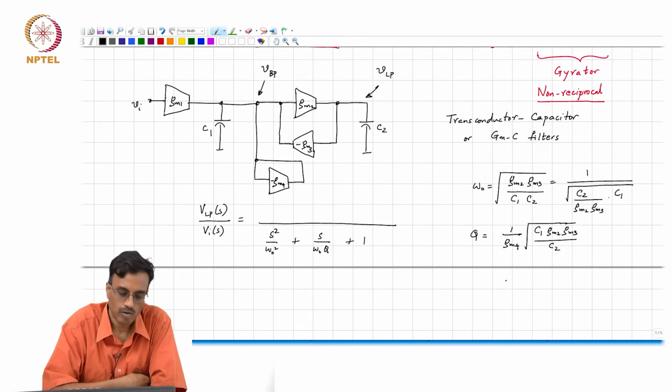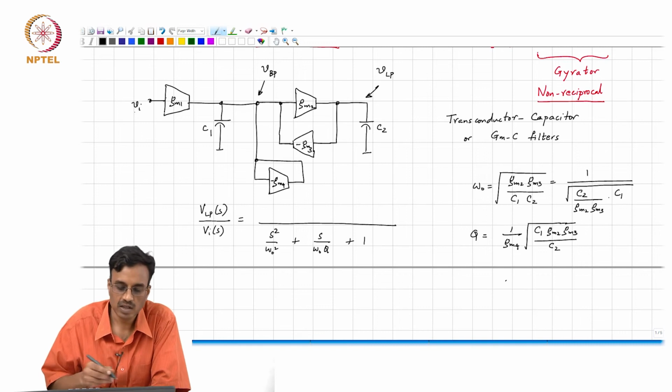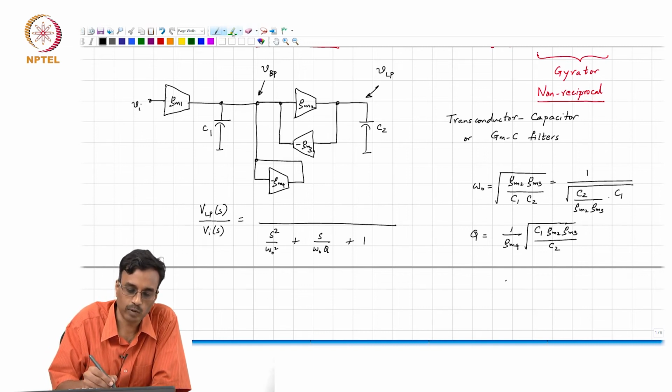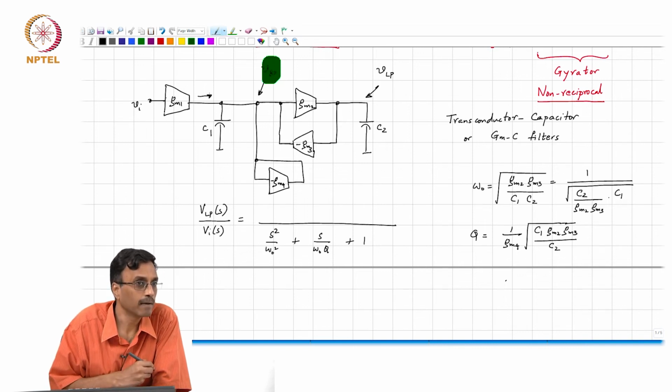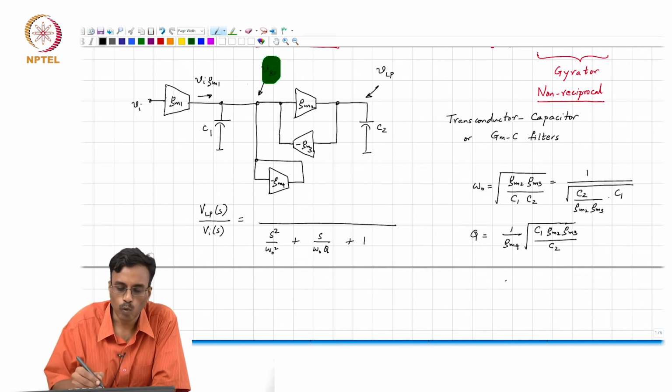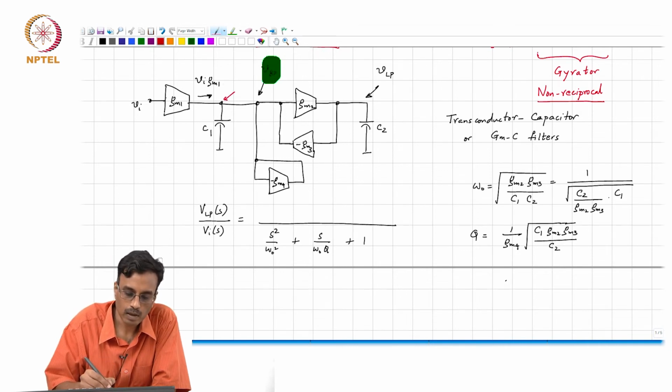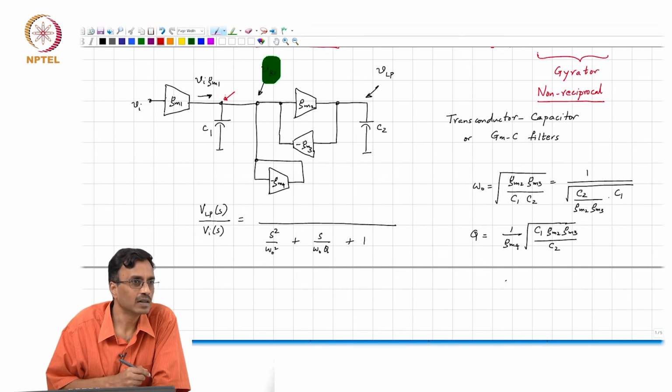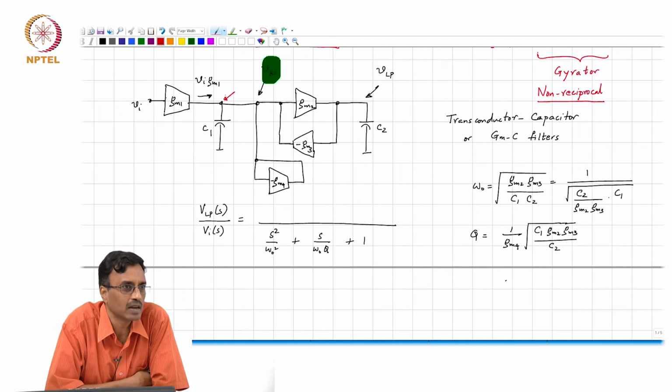Open the capacitor. So let's say you apply a DC voltage. We already know that this is a band pass node. So what is the DC voltage here? What is the DC current? VI times GM1. Okay. What is the voltage at this point at DC? It's a band pass node. By definition, what does it mean? That voltage is 0. Correct?